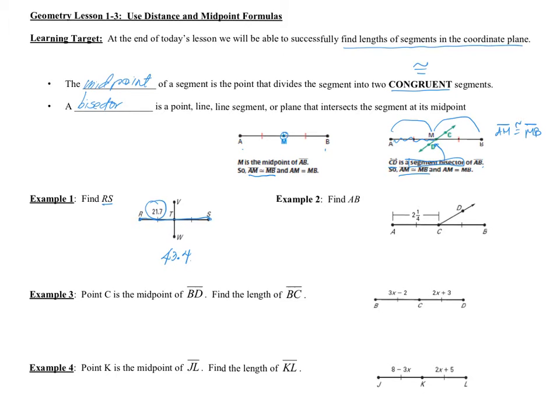Example 2, find AB. So these little markers here tell you that AC is congruent to CB. And the length of AC is 2 1/4. So CB should also be 2 1/4. So that gives you 4 1/2 for AB.